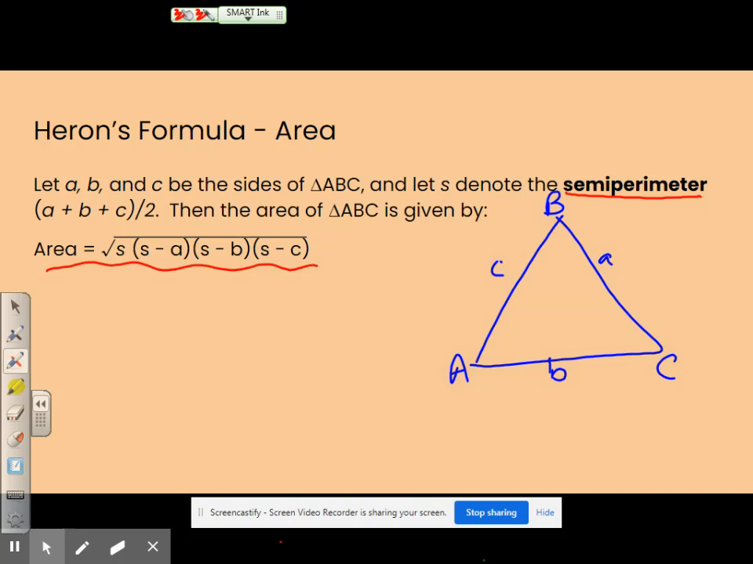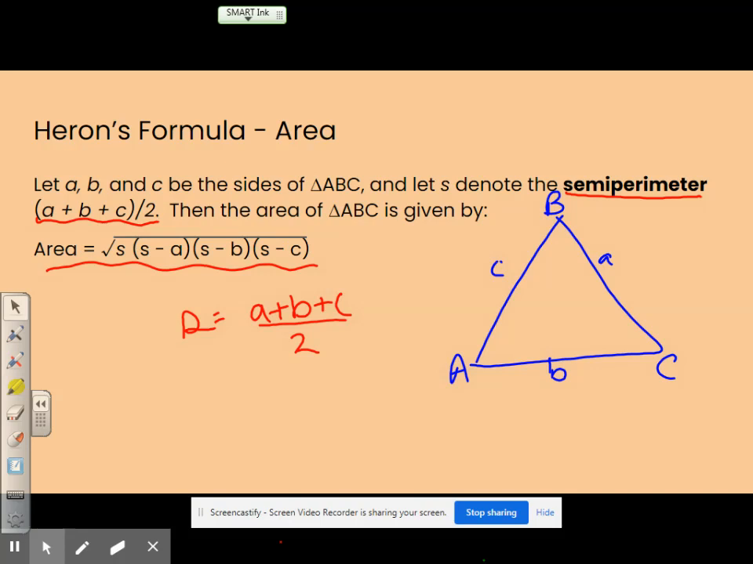Now, we've probably heard of perimeters in geometry, or if we've ever tried to build something. Perimeter, we know, is adding all of the outside sides. So in this case, my perimeter would be A plus B plus C for that triangle. Well, we're not using a perimeter, we're using a semi-perimeter. In this case, the semi-perimeter S is that exact perimeter divided by 2.